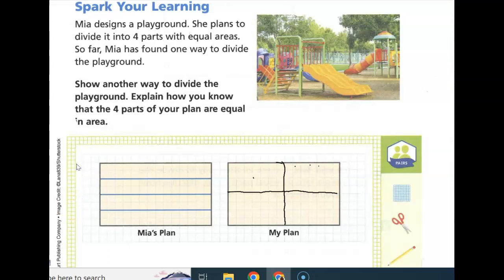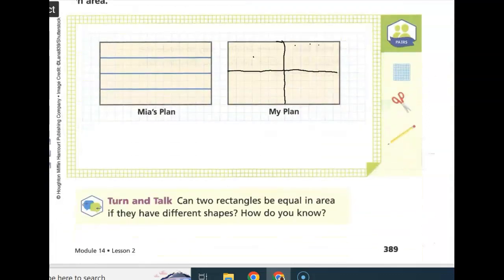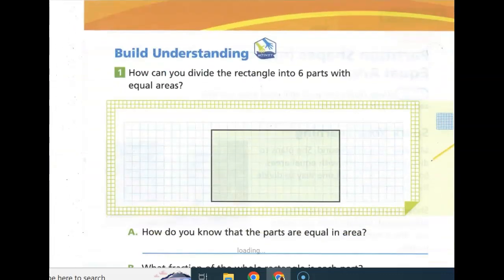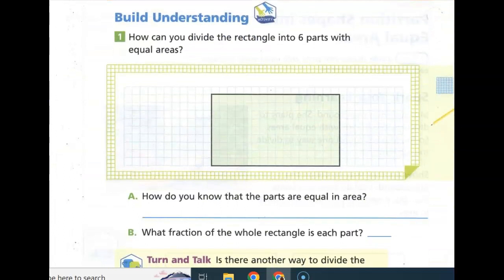And then it says explain how you know. Well, I know that this is a 4 by 7, which is 28 square units. And this is 7 by 4, and that's 28 square units. And it's 4 by 7 all the way around. So that's how we know. Please go to the build your understanding.